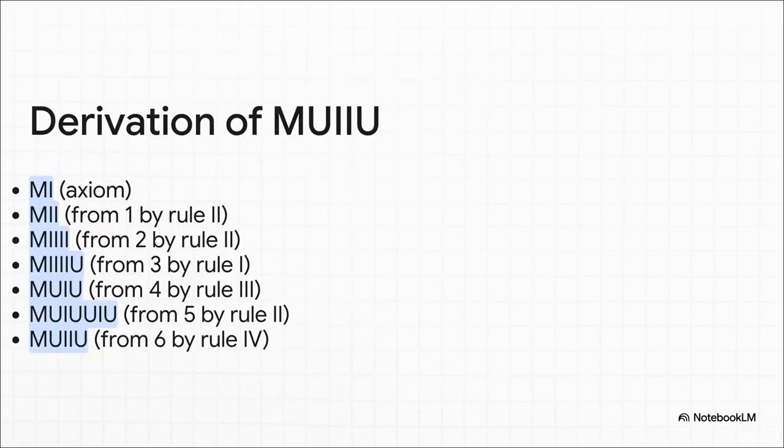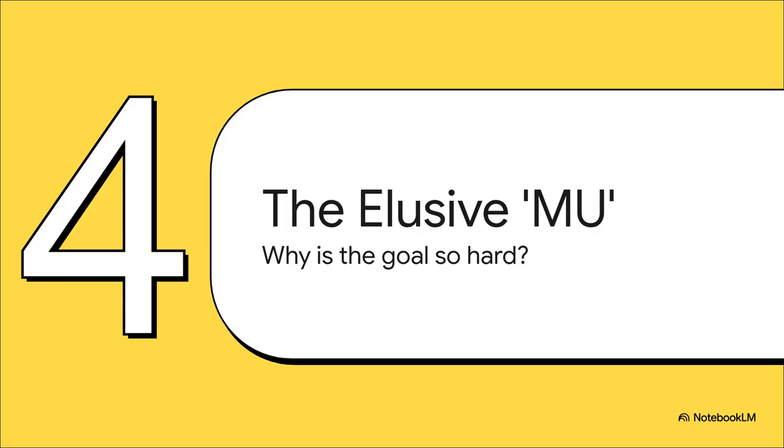All right, let's see this in action. We start with our given string, MI. What can we do? Well, let's use rule 2. We double what's after the M, so we get MII. Cool. Let's do it again. Now we have MIIII. Okay, now we have a string that ends in I, so we can use rule 1 to add a U. See what's happening? We're chaining these moves together. This whole step-by-step process is called a derivation. And by doing this, we've just proven that something like MUIIU is a totally valid theorem. So, yeah, we can make some pretty wild-looking strings.